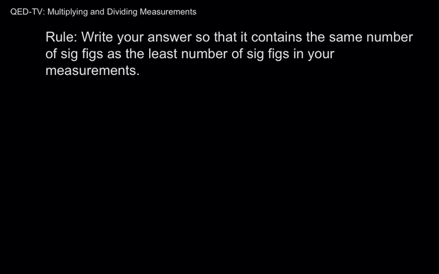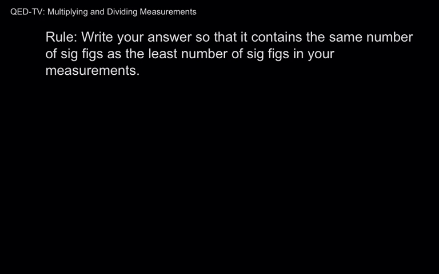In our last video, we learned how to add and subtract measurements, and we would write our answer to the least precise place. In multiplying and dividing, we have a different rule. In this rule, we write our answer so that it contains the same number of sig figs as the least number of sig figs in our measurements. So in this one, you have to actually know how to count up sig figs within a measurement. It'll be important to know how to do that.